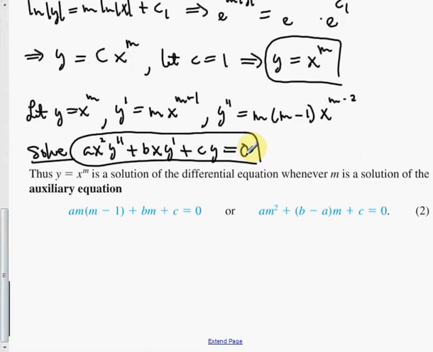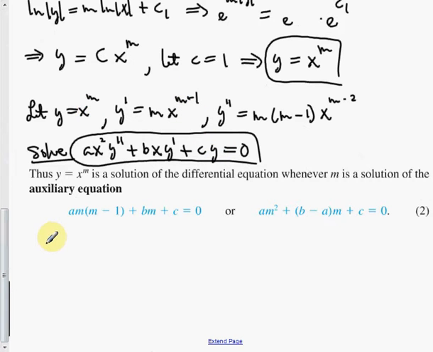And then you can change the 0 to some other function, g of x, and you get a non-homogeneous differential equation. So our goal is to solve that. So I'm going to replace the y double prime with m times m minus 1 times x to the m minus 2, replace the y prime with m times x to the m minus 1, and replace the y with x to the m.